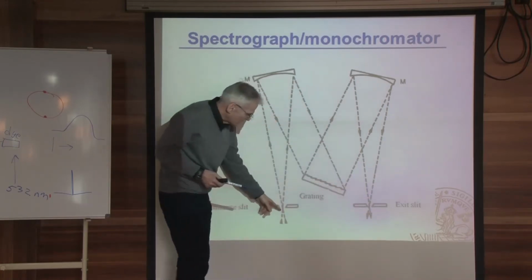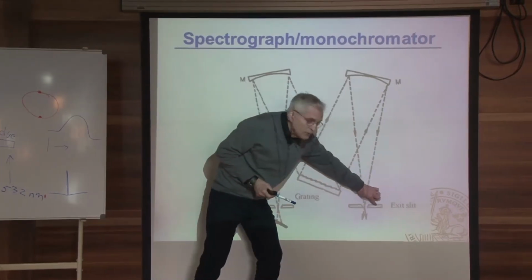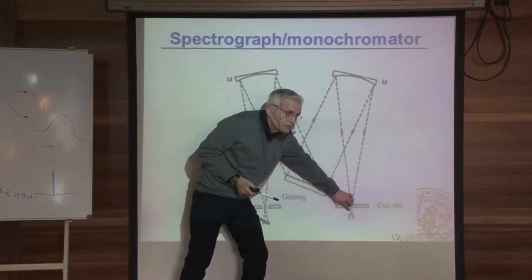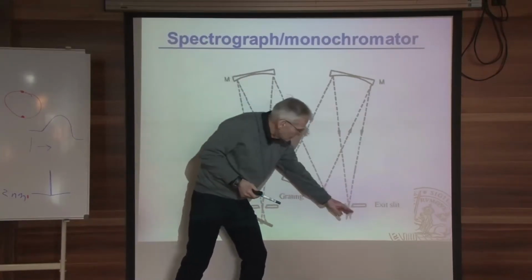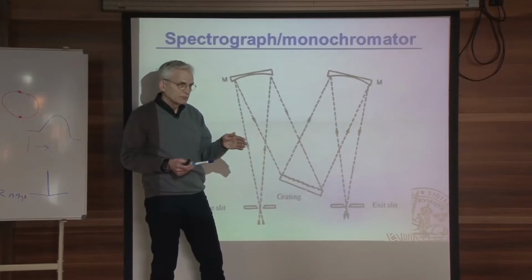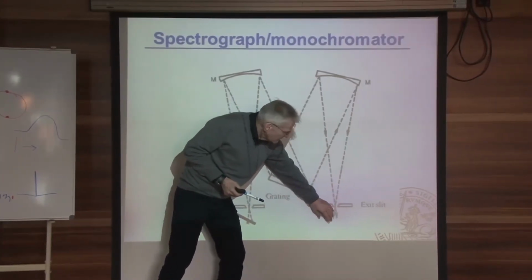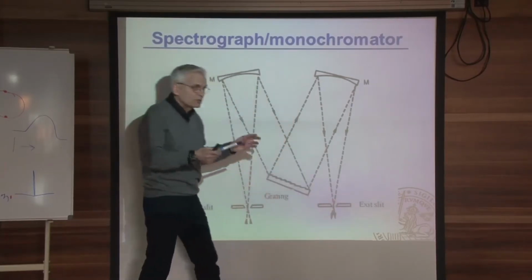So if you have white light coming in, then you will get a rainbow on the outside. And then if you have a detector scan this, then you will get a spectrum. Or if you remove the slit and put a two-dimensional detector, you will get the spectra directly.